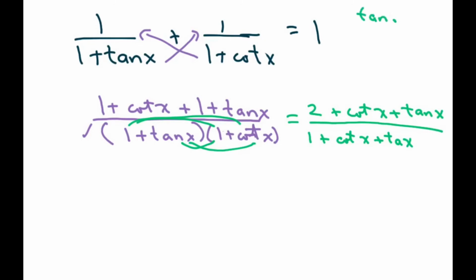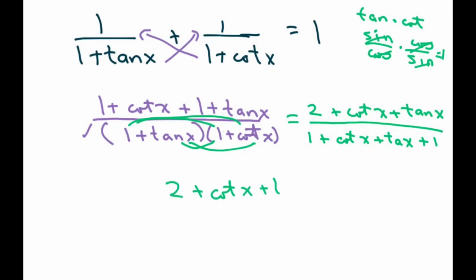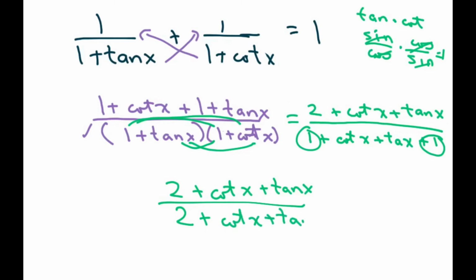times cotan, which you should know is sine over cosine times cosine over sine. That cancels all out and equals 1. So we have a plus 1. So bottom line is we have 2 plus cotan of x plus tan of x. And if we add these two 1s, we have the same thing. 2 plus cotan of x plus tan of x. And that all equals 1. Or you can say 1 equals 1 if you're supposed to do that.